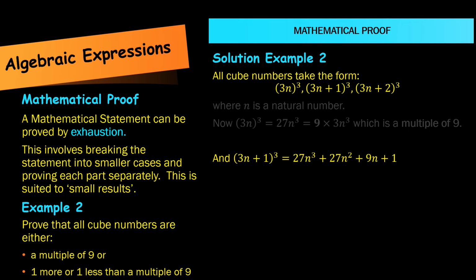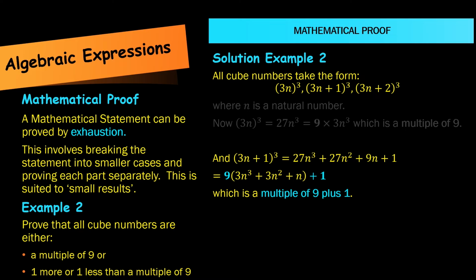Now let's take a look at (3n plus 1) cubed. This equals, once we've expanded, 27n cubed plus 27n squared plus 9n plus 1. And if we factorize it in the form we want, which is 9 times a whole number plus 1, then we can show that this is actually of the form 9 times something plus 1 more. So this is a number which is a multiple of 9 plus 1.